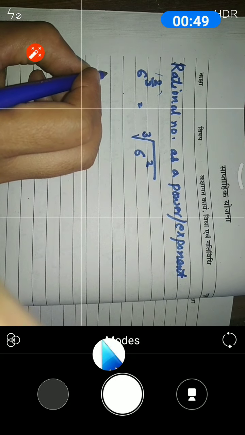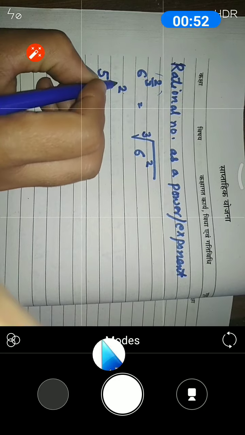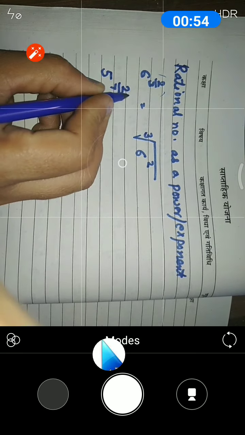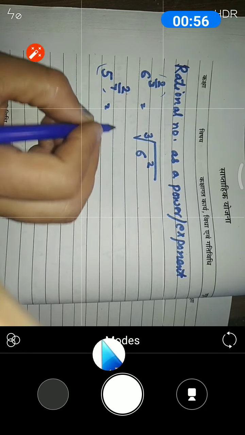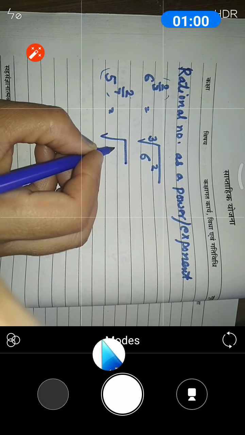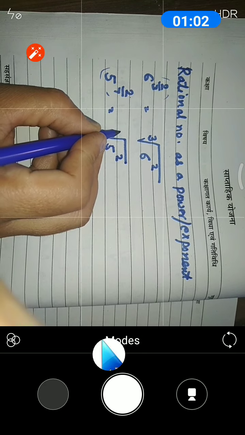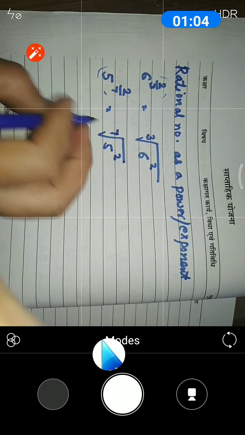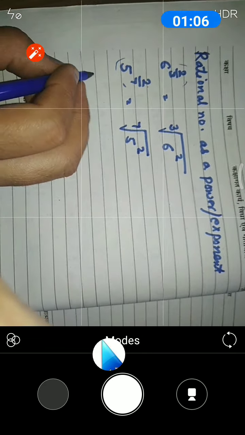Let me take another example. 5 raised to the power 2 by 7. So how do we express this exponential form in a different form? We write the 7th root of 5 raised to the power 2, with 7 outside the root. Means we cannot find it in another way.